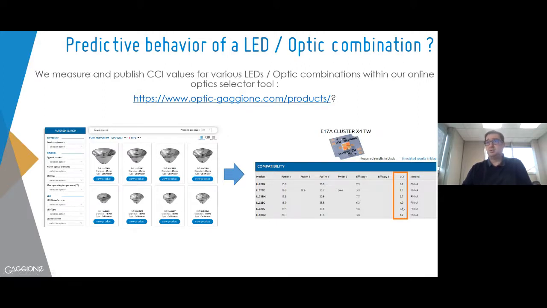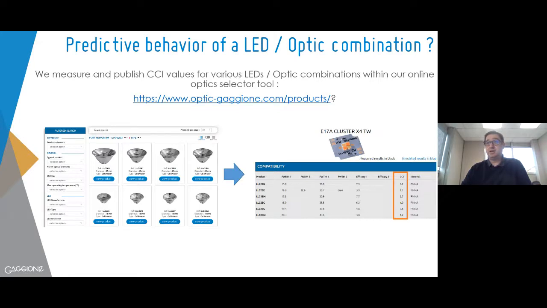This example I'm showing you is based on the E19A from Nichia, a cluster for tunable white made by our friends at Lumitronix. So it's a real-world example where you can already figure out what would be the result of the so-called LLC25N from Gaussian using that particular LED. We publish that for all of the LEDs we have.